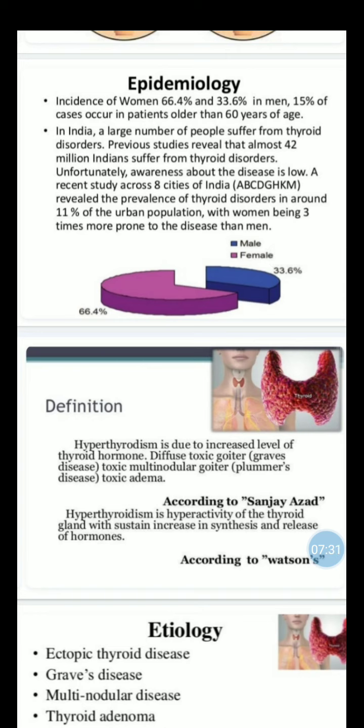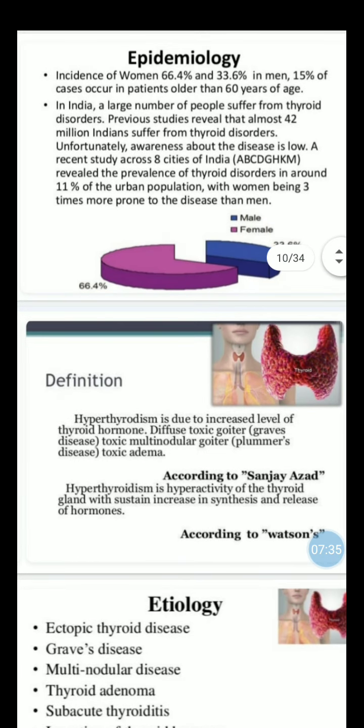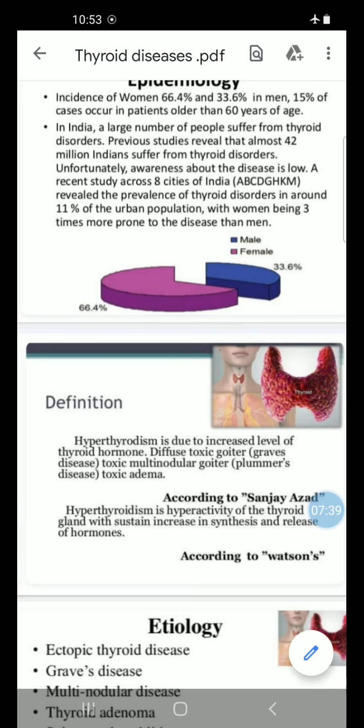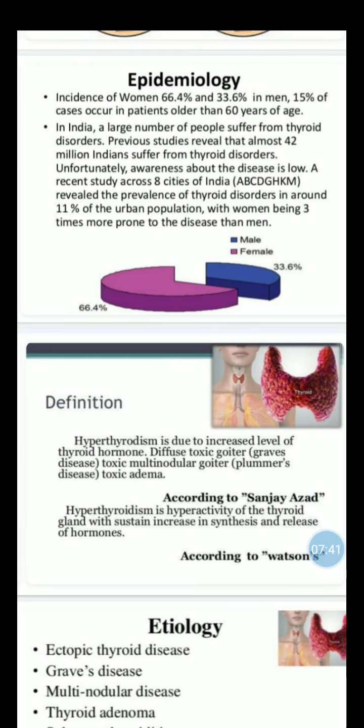So what is hyperthyroidism? Hyperthyroidism is due to an increased level of thyroid hormone. Causes include diffuse toxic goiter, that is Graves disease, and toxic multinodular goiter, that is Plummer disease, and toxic adenoma.